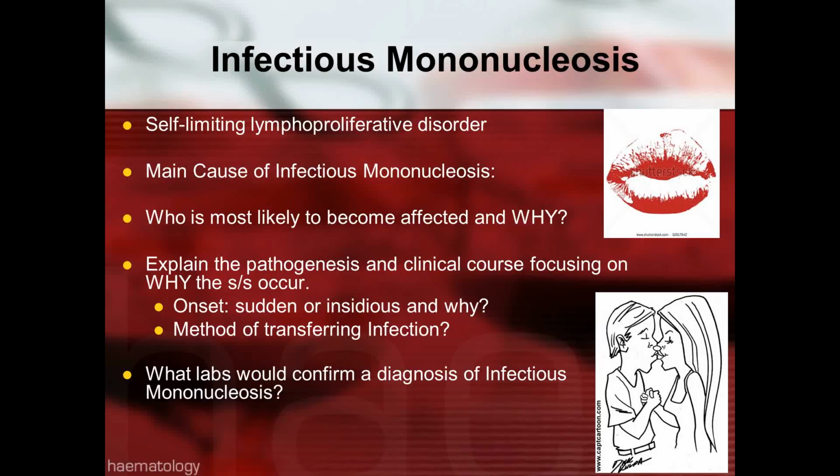The onset is insidious due to an incubation period of 4 to 8 weeks. So you might be infected today and you won't show any signs or symptoms for up to 1 to 2 months, okay? So the virus actually invades the oropharynx, the nasopharynx, and the lymph tissues, and then it spreads to the B lymphocytes.